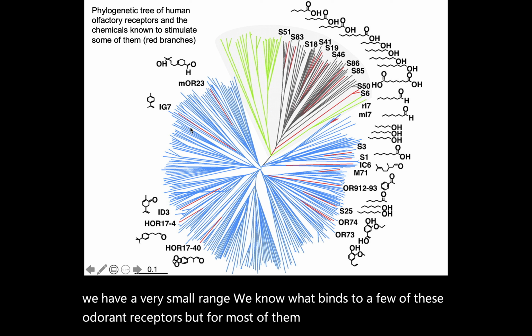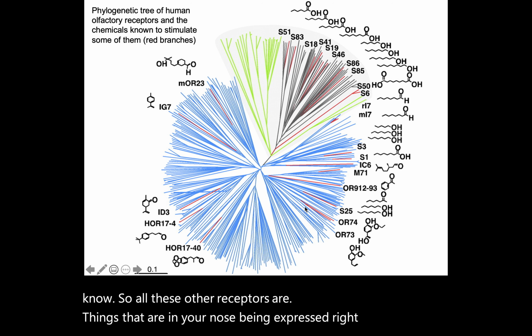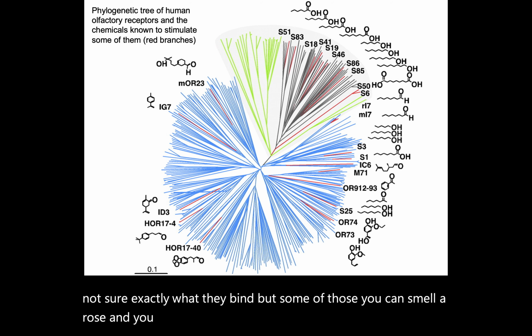All these other receptors are things that are in your nose being expressed right now, and we're not sure exactly what they bind, but some of those, you can smell a rose and you will smell it. Jasmonic acid or whatever it is will come through to you.